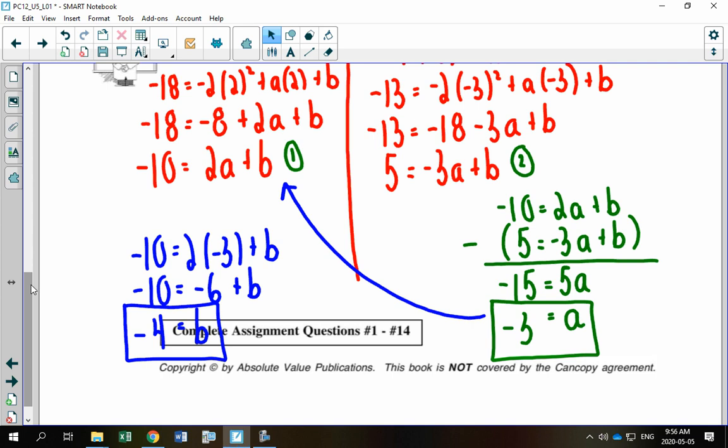Okay, so that is lesson 1. So the first few questions are just review, so classifying and identifying polynomials, and then you get into solving later into the lesson.